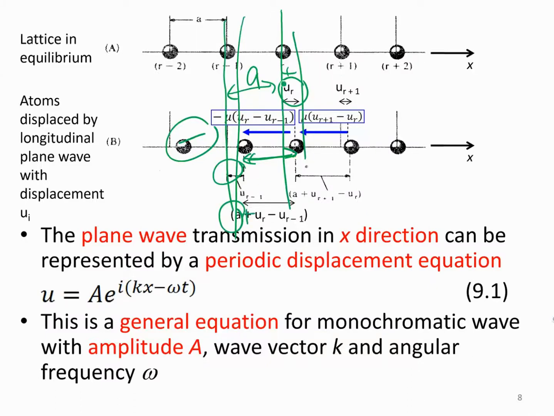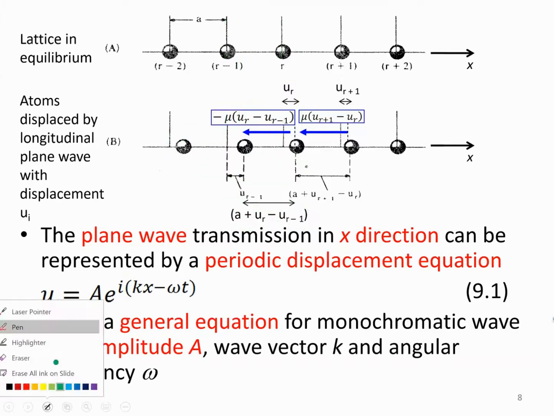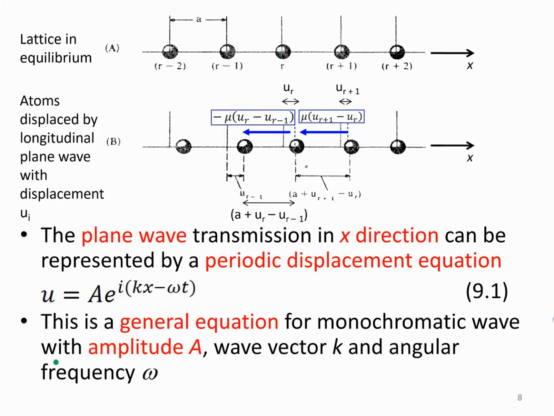A plus UR minus this part. This part is the displacement of atom R minus 1, so UR minus 1. Okay, so now I have the distance between atom UR and UR plus 1 equal to this one, as well as UR and atom UR minus 1, which is this one.